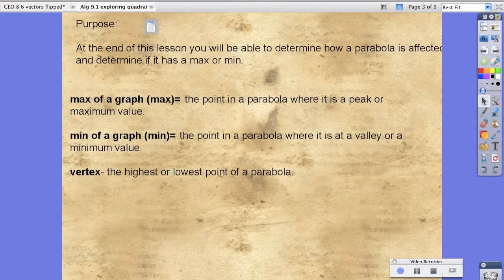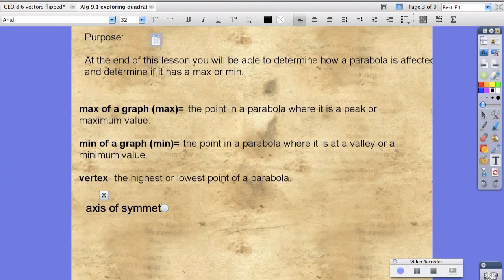Now the max of a graph, or maximum of a graph, is the point on the parabola where it is at its peak, or the maximum value. The minimum of a graph, or min, is the point in a parabola where it is at its lowest value, or the minimum value. The vertex is the highest or lowest point of a parabola, so essentially the max or the min. And the axis of symmetry, which is the last one we're going to add, is the line that makes the parabola symmetrical.